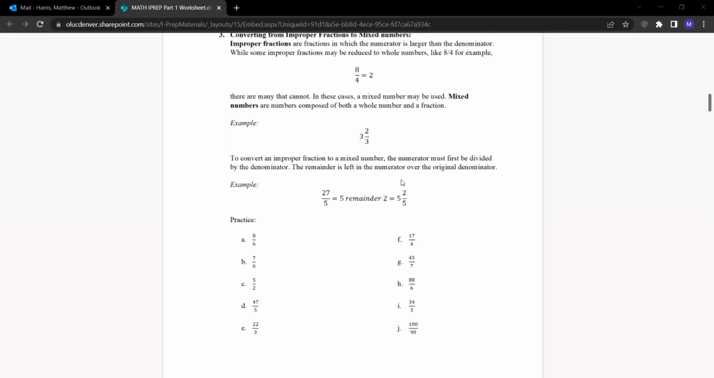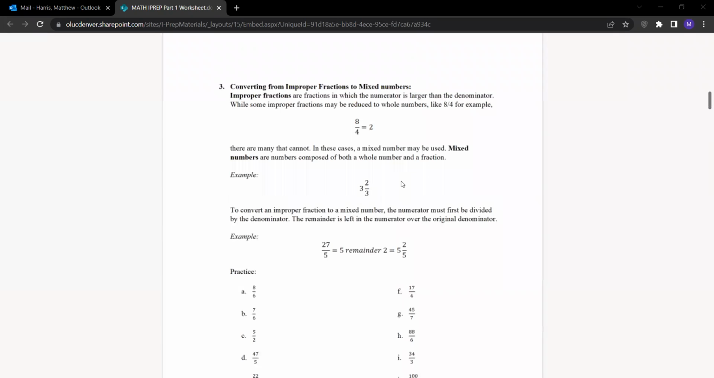Now move on to converting from improper fractions to mixed numbers. Improper fractions are fractions in which the numerator is larger than the denominator. So that number on top is larger than the number on the bottom. Some improper fractions may be reduced to whole numbers, like 8 over 4, for example. 8 over 4 is equal to 2. But in many cases, this is not how it works.